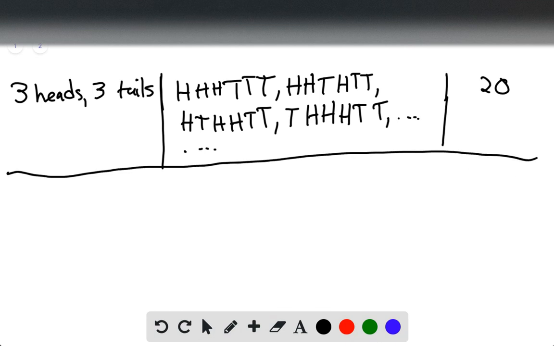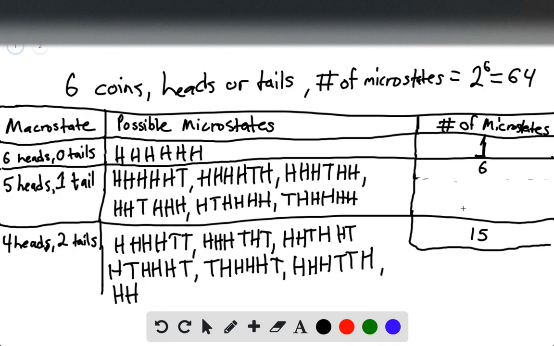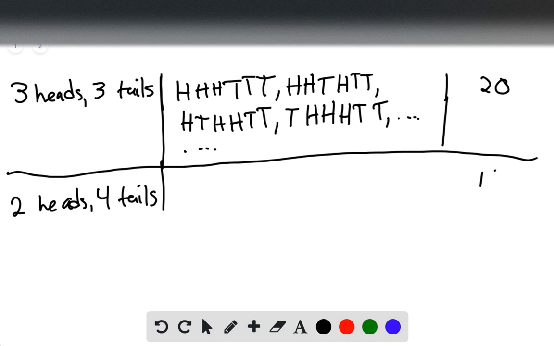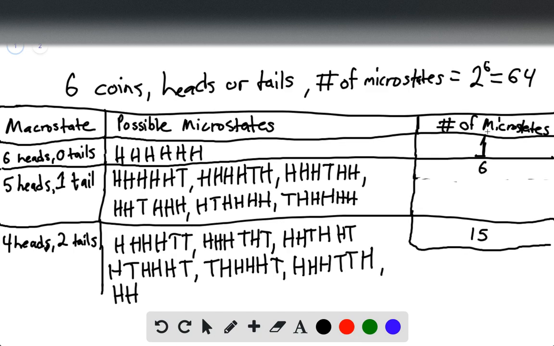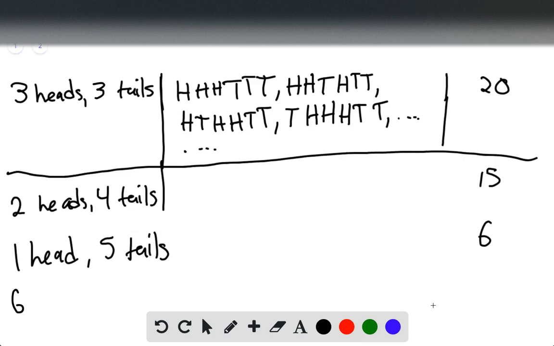However, after you get past 3 heads, 3 tails, then you have 2 heads, 4 tails. And this will have the same number of microstates as 4 heads, 2 tails. So this will also be 15. And then we have 1 head, 5 tails. Again, the number of microstates here is going to be 6, the same amount as 5 heads, 1 tail. And then we have 6 tails, 0 heads, and the number of microstates here will of course be 1.